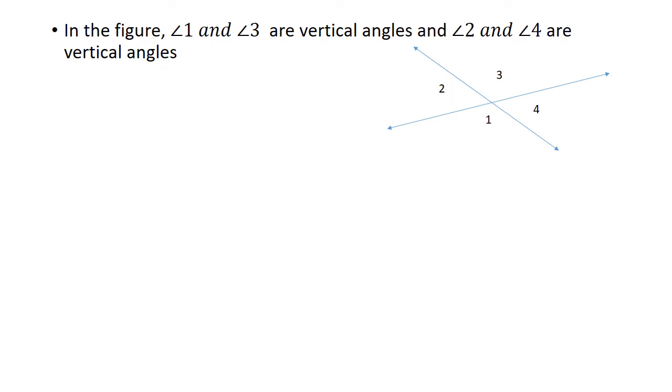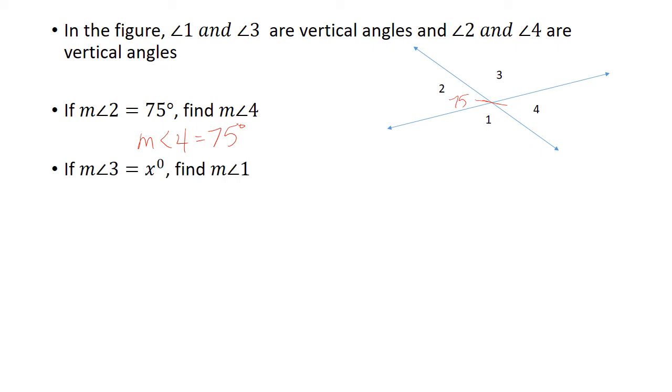So let's see, we have this figure. Angle 1 and angle 3 are vertical angles, and angle 2 and angle 4 are vertical angles. If the measure of angle 2 is 75 degrees, find the measure of angle 4. Well, if this one is 75 and these two are going to be congruent, then the measure of angle 4 has to be 75 degrees. When you get to geometry, you'll have a proof about why that happens. For now, you just need to know that it does. If the measure of angle 3 is x degrees, then find the measure of angle 1. Well, if angle 3 is x degrees, then the measure of angle 1 is x degrees as well.